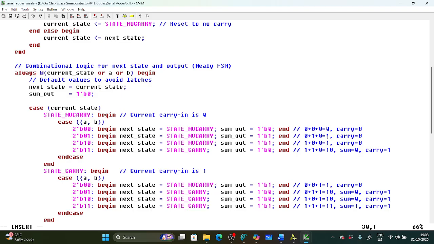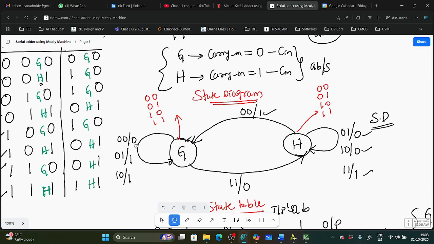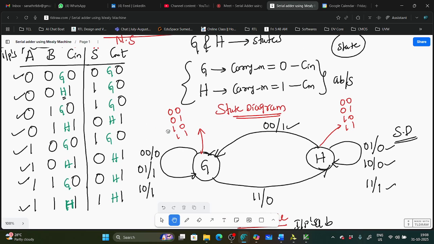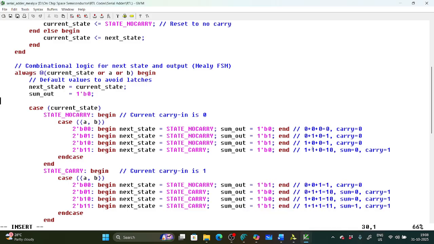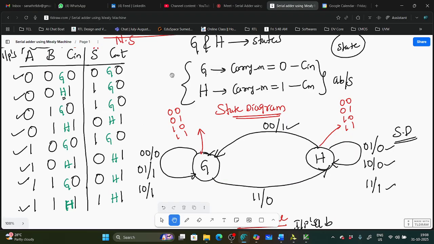If you see the diagram and table, 0 1 0 will be in the same state only. So next state equals state_no_carry, and sum equals what? Here sum becomes 1. See here, sum becomes 1, this one.